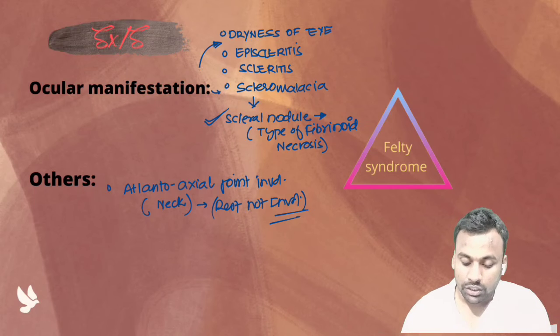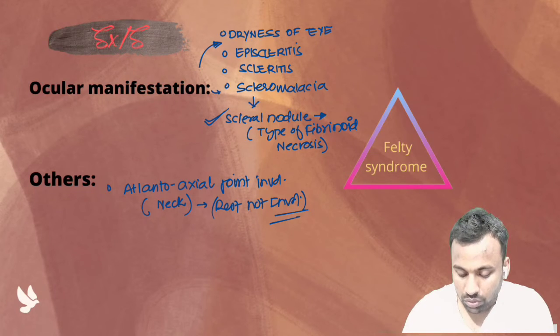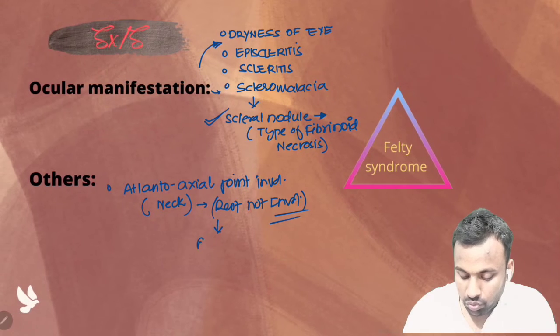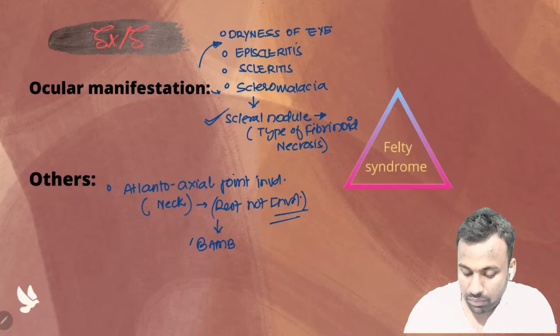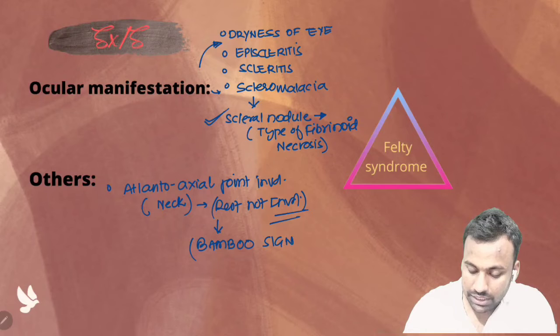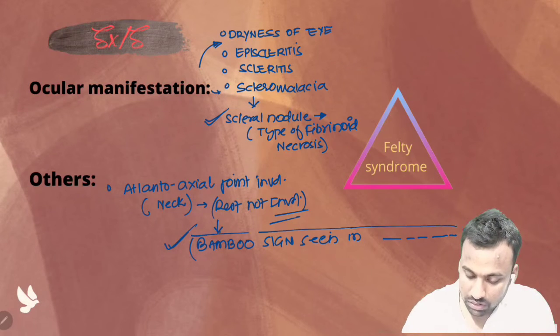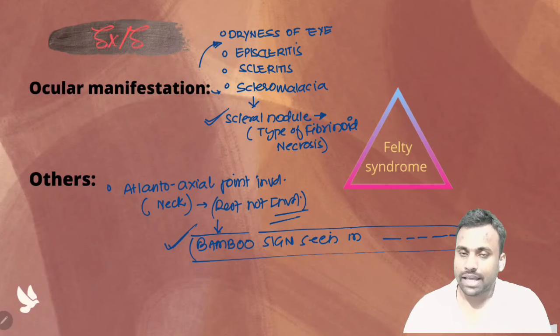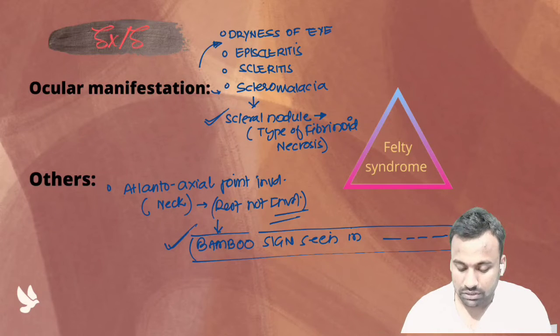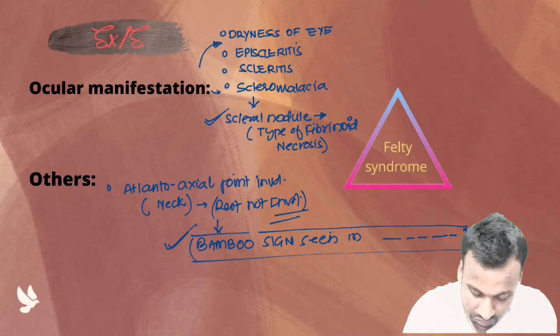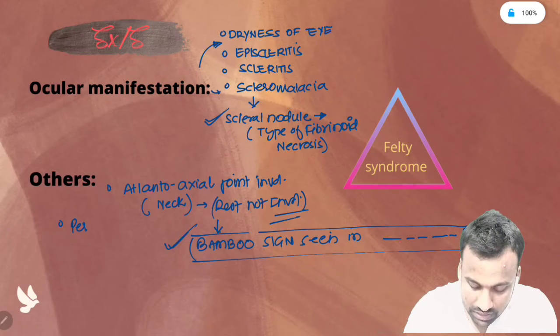the bamboo-like spine appear. You can give me the answer in the comments: what is the bamboo sign seen in? You can comment on it in the comment box. Okay, and it is mainly seen in spondyloarthritis.